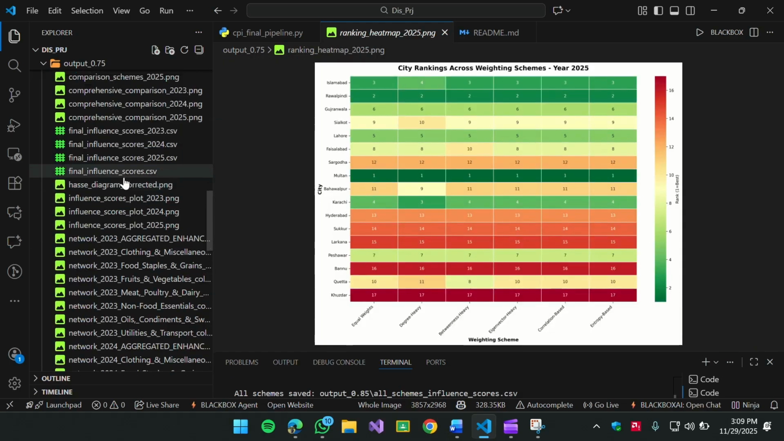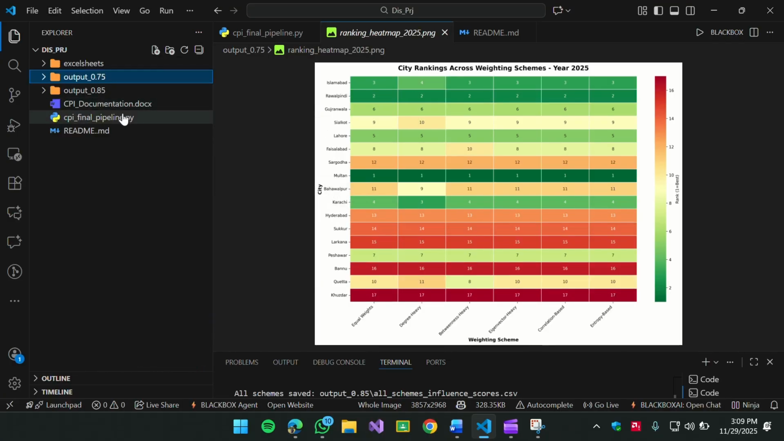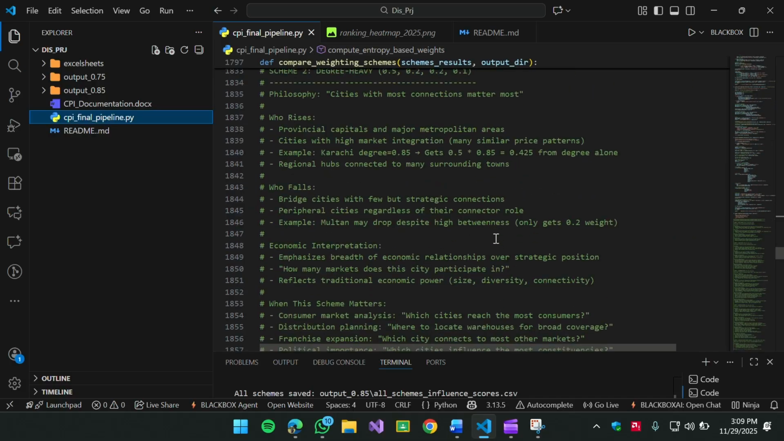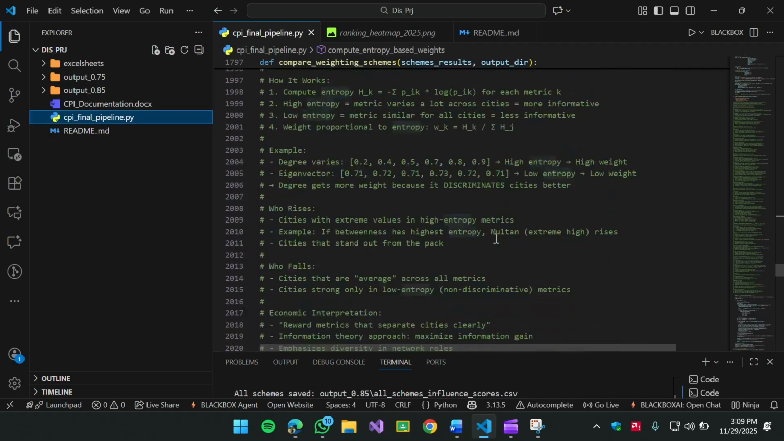This project shows that a city's influence isn't just a number, it depends on whether you value connectivity, degree, or the strategic betweenness.